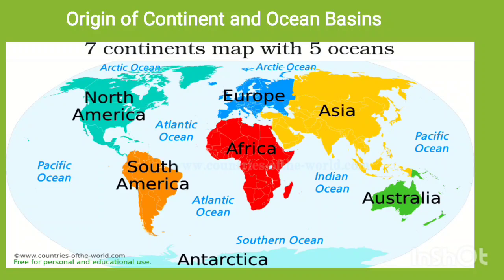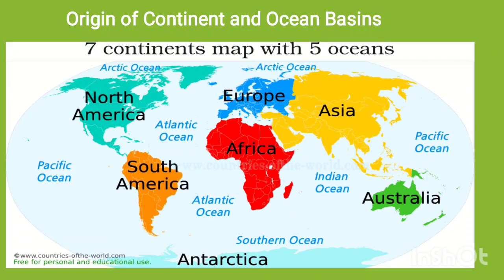See, we have 7 continents and 5 oceans. What are the 7 continents? They are North America, South America, Europe, Africa, Asia, Australia, and your Antarctica. But do you think that the present condition of the world that we have, those 7 continents, always remained at their position?